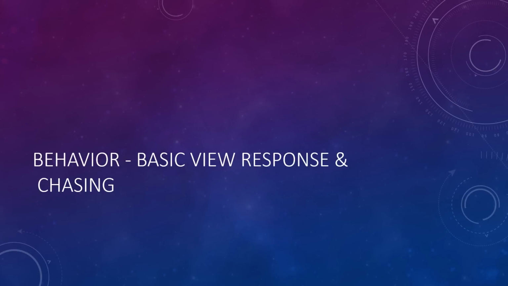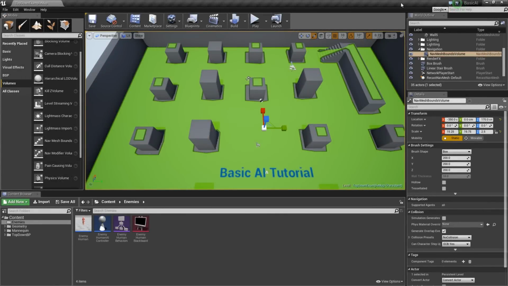So for our first behavior, let's create a basic view response where the enemy is going to just start chasing you around the moment they see you. So we're at the point where we have to start connecting everything up, because otherwise our character doesn't really do anything. So let's begin wiring everything together.